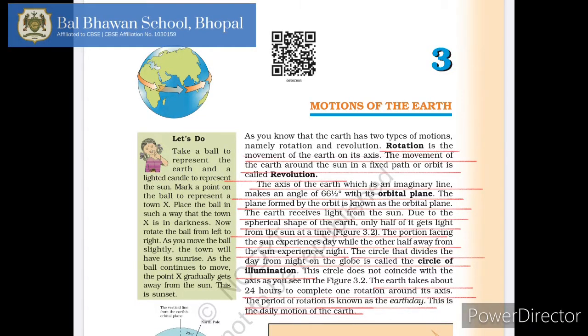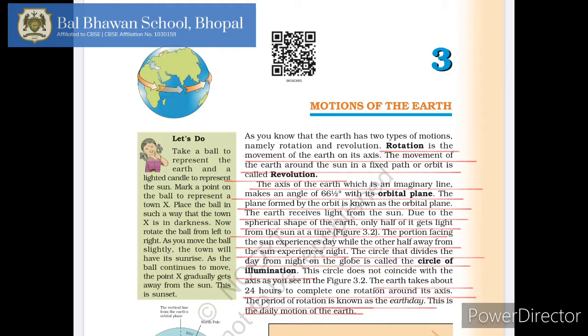Dear students, I request you to underline the following lines in your NCERT book. Take out your pencil and underline: rotation is the movement of the earth on its axis. The movement of the earth around the sun in a fixed path or orbit is called revolution. Now underline: the axis of the earth, which is an imaginary line, makes an angle of 66.5 degree with its orbital plane. The plane formed by the orbit is known as the orbital plane.